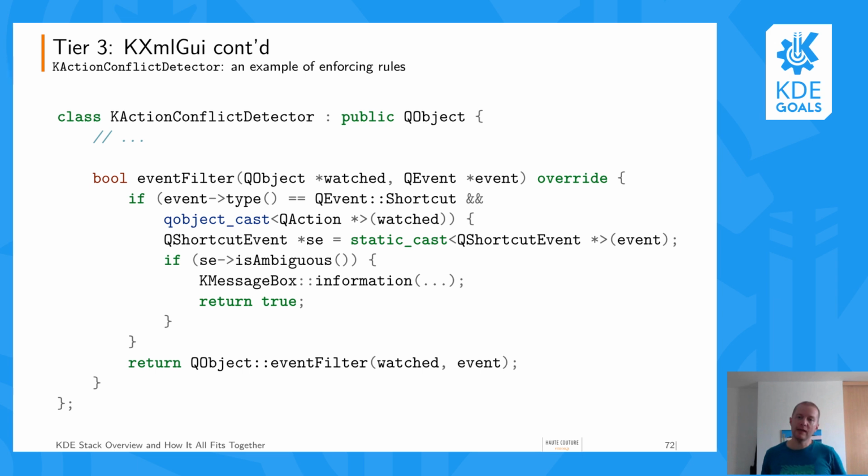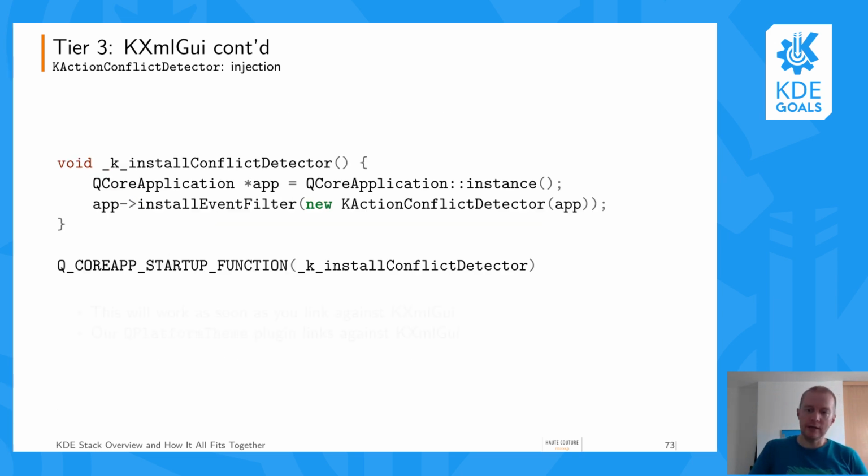If you want to have that feature, then you will need to install the event filter. Remember when I mentioned the application hooks? Well, that's what we're seeing here. We don't provide KActionConfig detector as API because we inject it as soon as you depend on KXmlGui. So we have a function, again not exposed, which gets a pointer to the application object and installs a new event filter, which is KActionConfig detector, on the app. If we go through that function, then we're fine, the feature is installed.